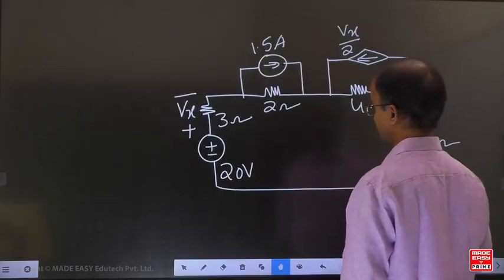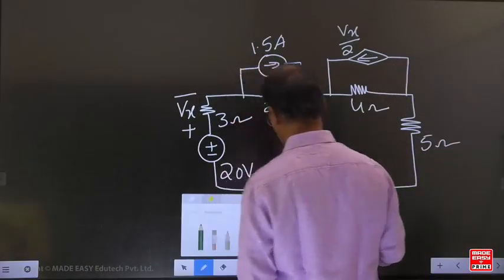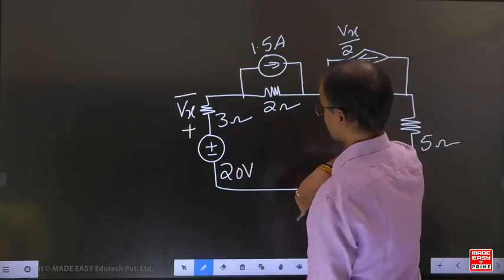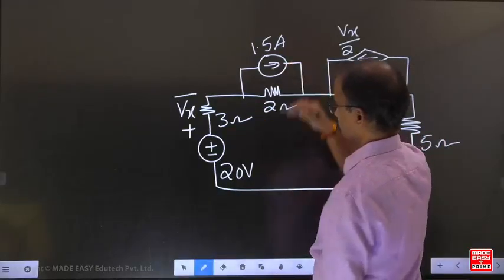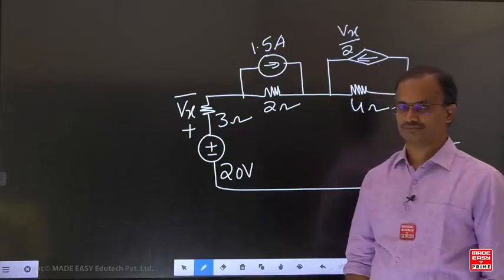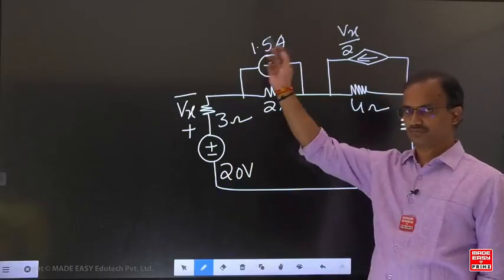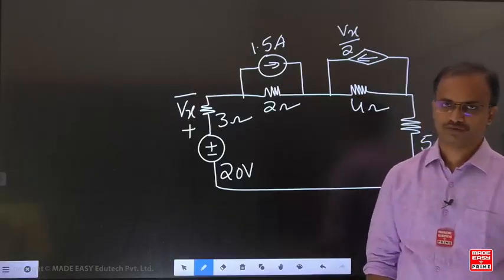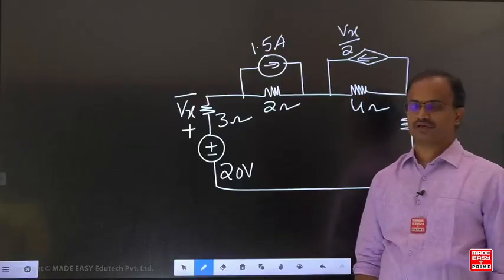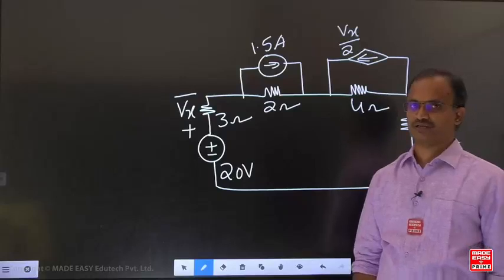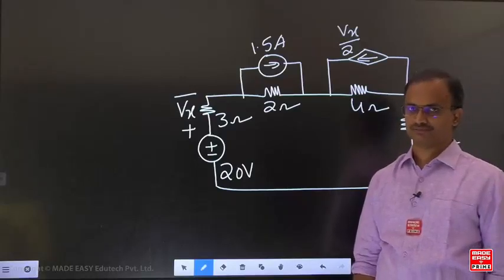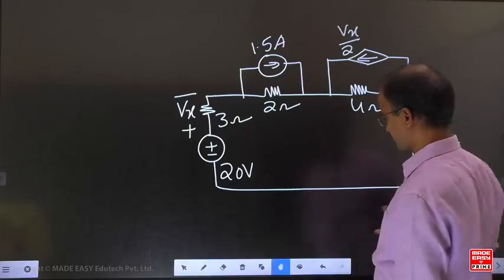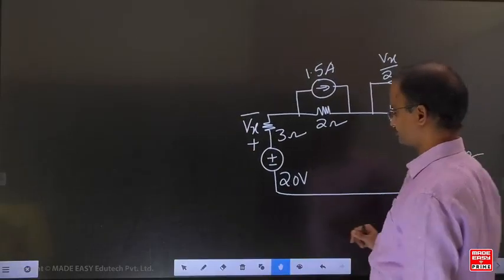Now for this particular example, they give an independent voltage source, an independent current source, an independent voltage source, an independent current source, and this is the dependent current source. Source transformation technique can be applied for the independent sources as well as for the dependent sources.